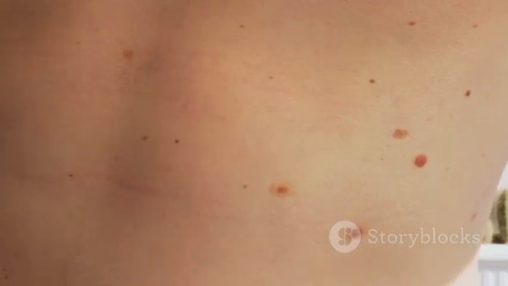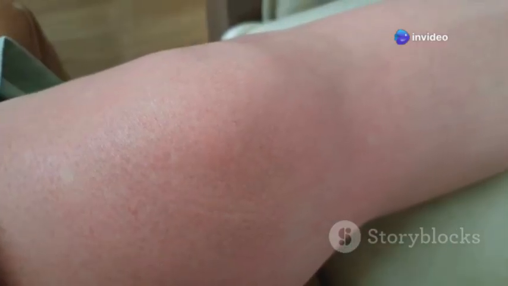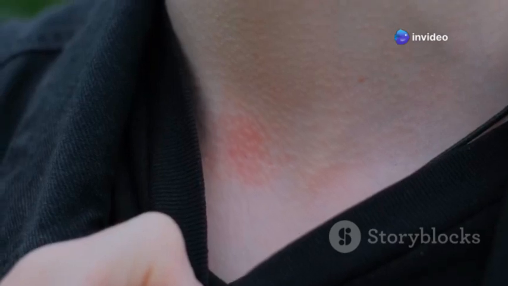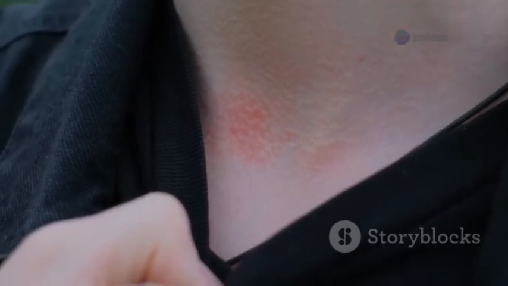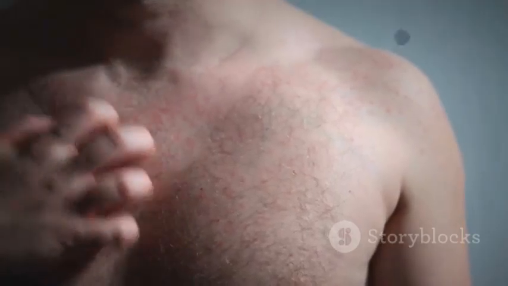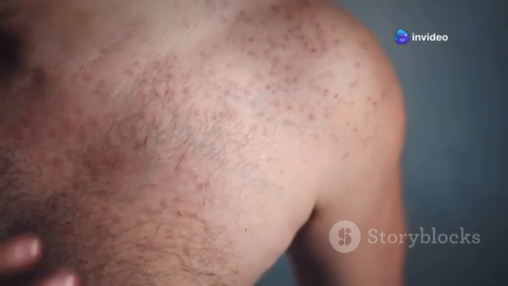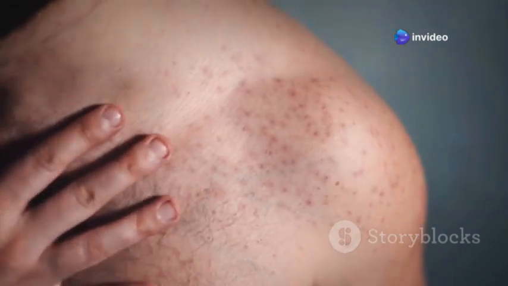The common signs and symptoms of cellulitis are usually quite noticeable. The affected area of skin will often appear red. It may also become swollen and feel unusually warm to the touch. Tenderness or pain in that specific area is another very common symptom. The redness associated with cellulitis can sometimes expand quite quickly. This rapid spread of redness is a clear indicator of an active infection. You might observe the red area growing in size over a period of hours or days.